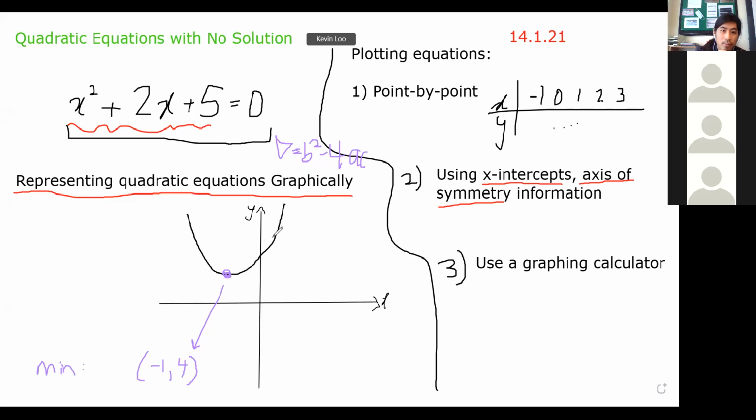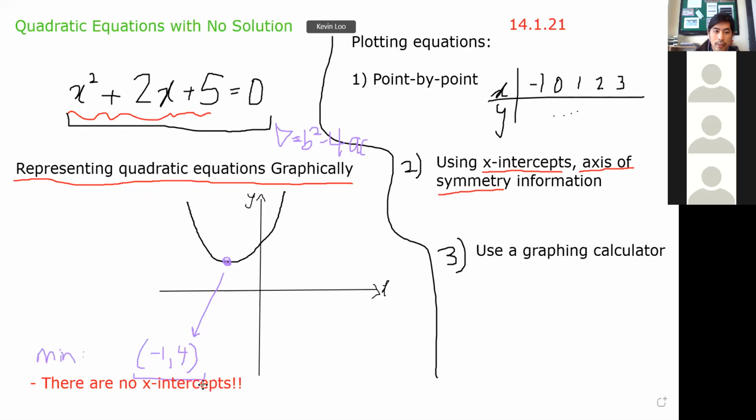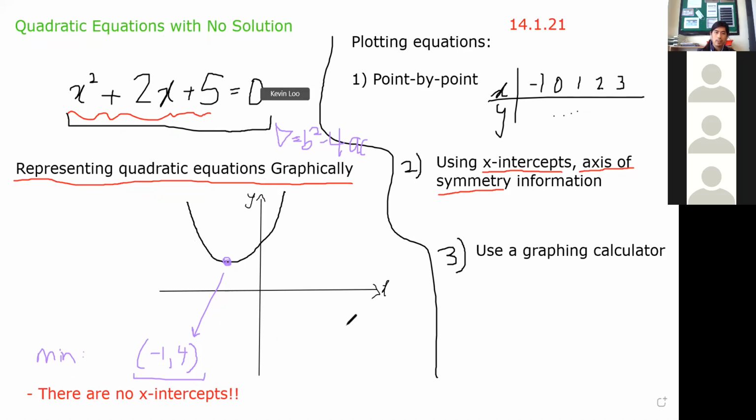All right. So the two important points to come out of this parabola: the minimum is here, and okay, there are no x-intercepts. That's a weird thing to think about. We haven't really talked about it yet. That's why we're doing it today. Okay, there are no x-intercepts. What's an x-intercept again? When it touches the x-axis? Yes. Okay, good. So x-intercept does not exist.